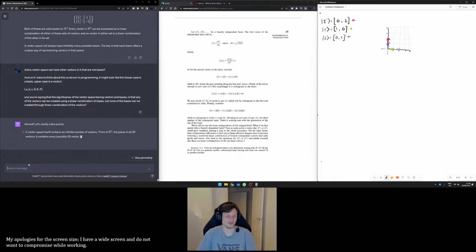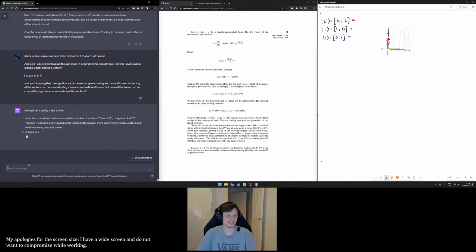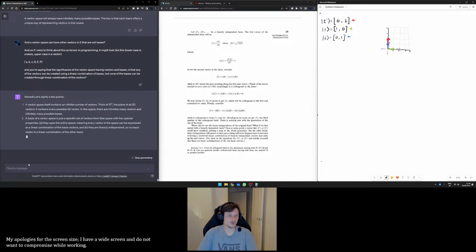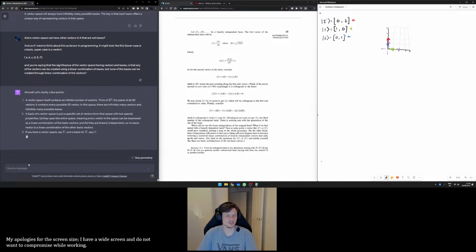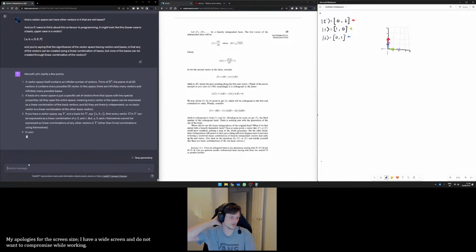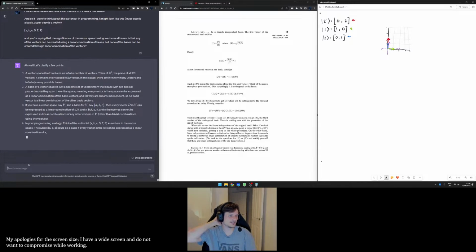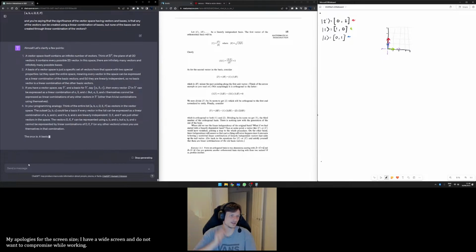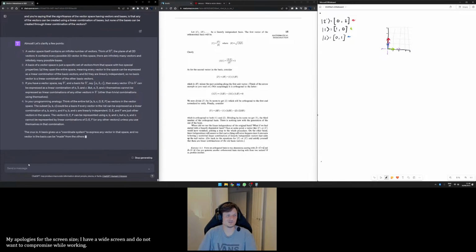Almost. Let's clarify a few points. A vector space itself contains an infinite number of vectors. Think of R2, the plane of all 2D vectors. It contains every possible 2D vector. In this space, there are infinitely many vectors and infinitely many possible bases. A basis of a vector space is just a specific set of vectors from that space with two special properties. A, they span the entire space, meaning every vector in the space can be expressed as a linear combination of the basis vectors, and B, they are linearly independent, so no basis vector is a linear combination of the other basis vectors.